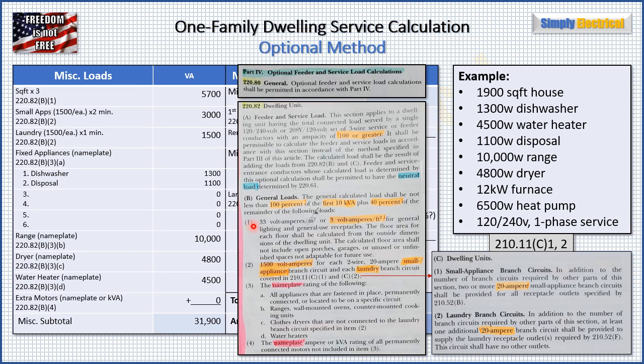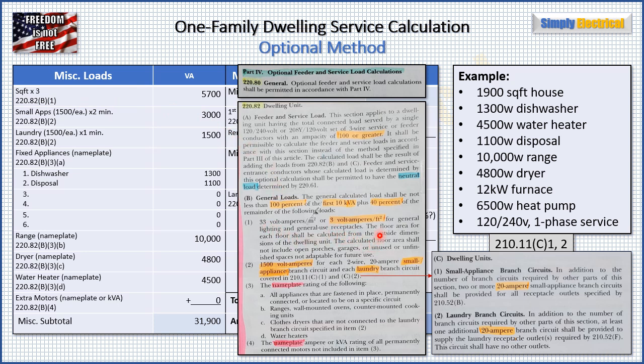Number 1, 3 volt-amperes per square foot for general lighting and general use receptacles. Just like the standard method, we're going to take the square footage of our house and multiply by 3. You get 3 volt-amps for every square foot. So over here we have our square footage times 3, and ours happens to be 1900 square feet for the house. Notice we have our example written down here, all of our data from our example. 1900 times 3 is 5700 VA. And it gives you the code reference, 220.82(B)(1). That's where we get that.